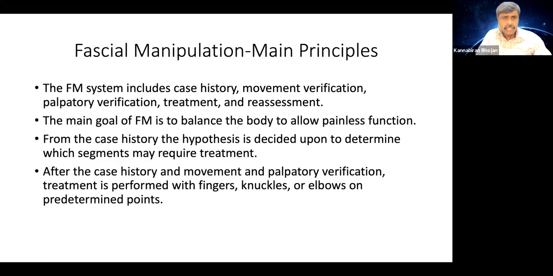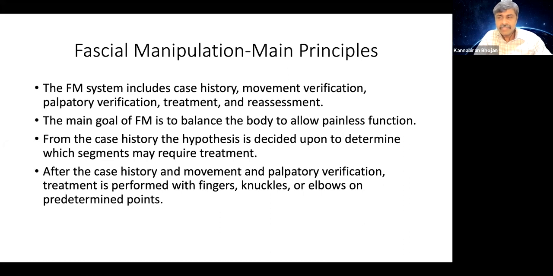So the fascial manipulation system's main principles include the case history. You need to listen to the case history, including the timeline. The most interesting part of fascial manipulation is that you have a timeline. At 5 years, I had an accident and injured my hand. At 11 years, I had an accident and injured my leg. This can give you information on why this person has pain here after 20 years. So that is very important.